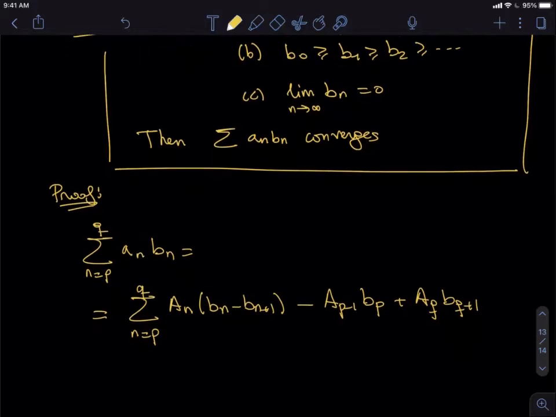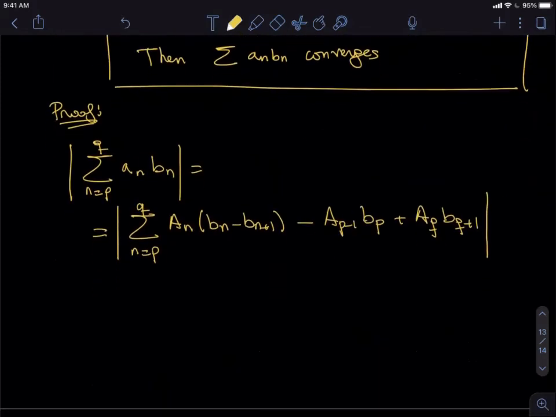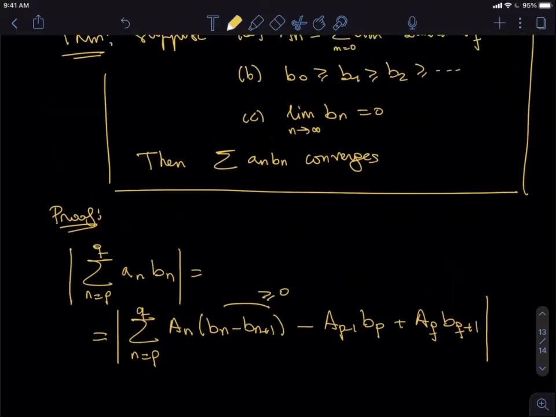Okay, but for that first we need to figure out how to estimate this sum of a_n b_n. So let's do first things first. First thing, the estimate. This is just the partial summation formula. Okay. And here, one thing I want to note is that b_n minus b_{n+1}, because the sequence is decreasing, is going to be non-negative. That's going to be important.